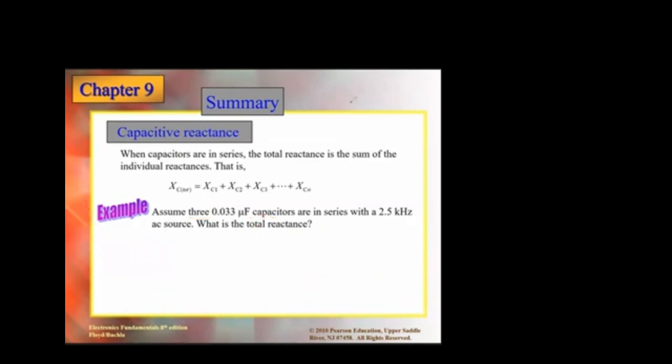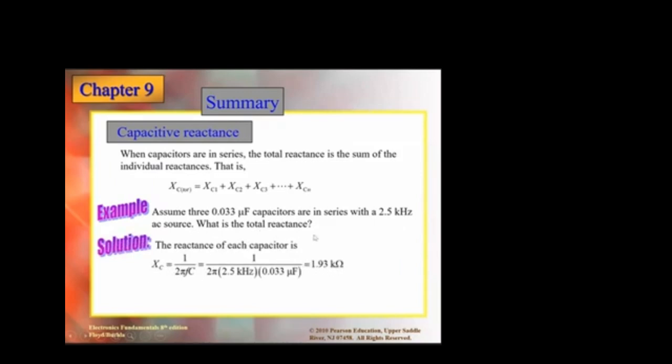See the solution now, how they calculate. I believe they first calculate the single XC, which is 1.93 kilo ohm. Now they are connected in series, so the total reactance is just the sum, or multiply 1.93 by 3. The answer is 5.79 kilo ohm. Clear? This is capacitive reactance. Any doubt? Any question here? No, it's clear. Okay. So capacitive reactance is treated like resistance.